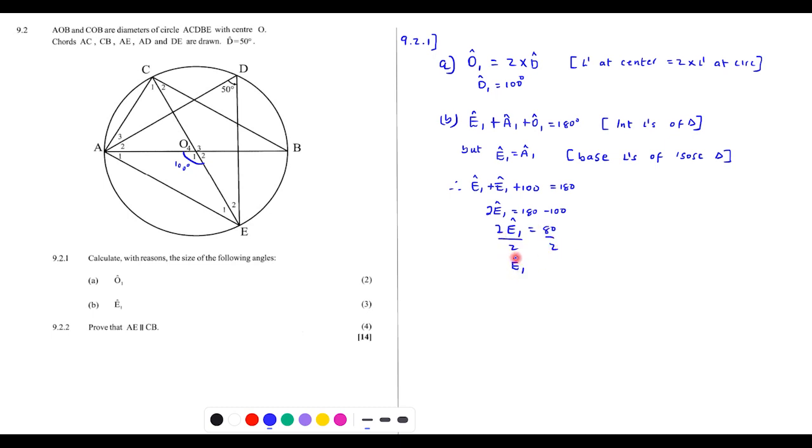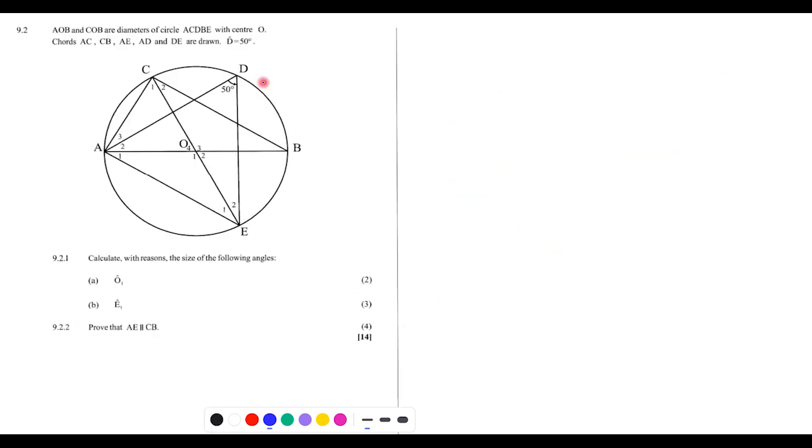All right, now let's go ahead and look into the next question. In the next question, 9.2.2, it says prove that AE is parallel to CB. Now whenever you're doing a proof, if they want you to prove there's a cyclic quad, or if they want you to prove that there's parallel lines, you always need to assume that what they want you to prove is already true, right?